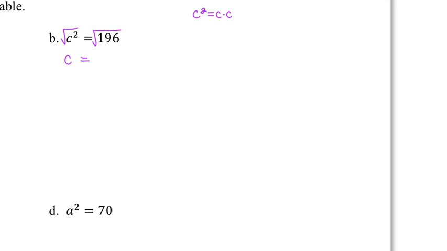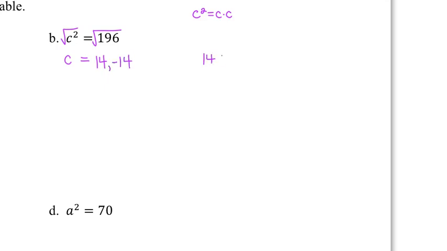Equals. Now, the square root of 196, that is one that I told you to know. So in your list, you need to know these. But this is a perfect square, 196, so the square root of 196 is 14. But our answer is not only 14, it's also negative 14.